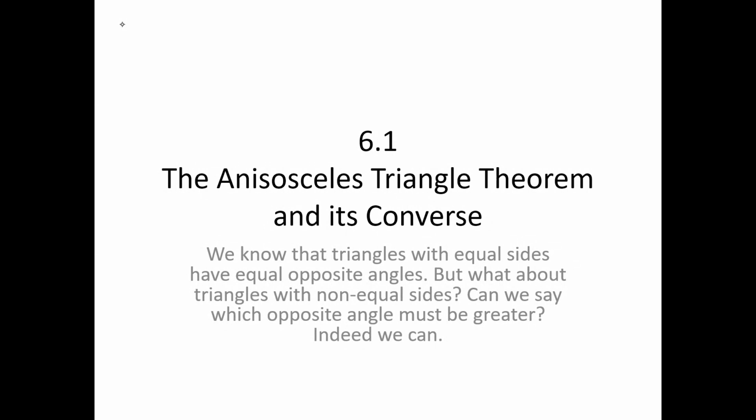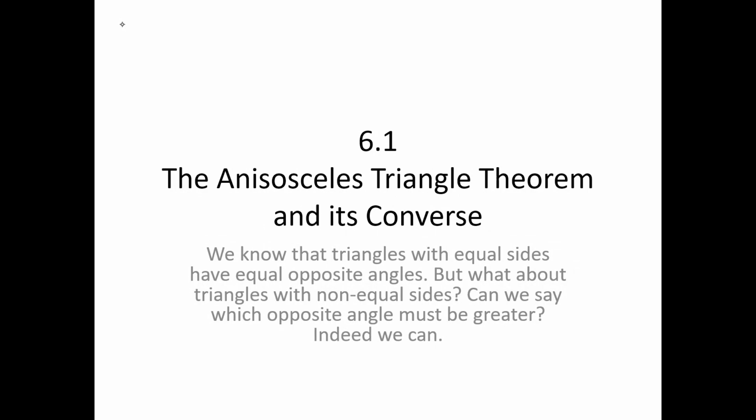in a triangle, the angles opposite are unequal, because if the angles opposite were equal, the sides would have had to be equal. And conversely, if you have a pair of unequal angles in a triangle, the sides opposite are unequal, because if the sides were equal, the angles would have been equal.